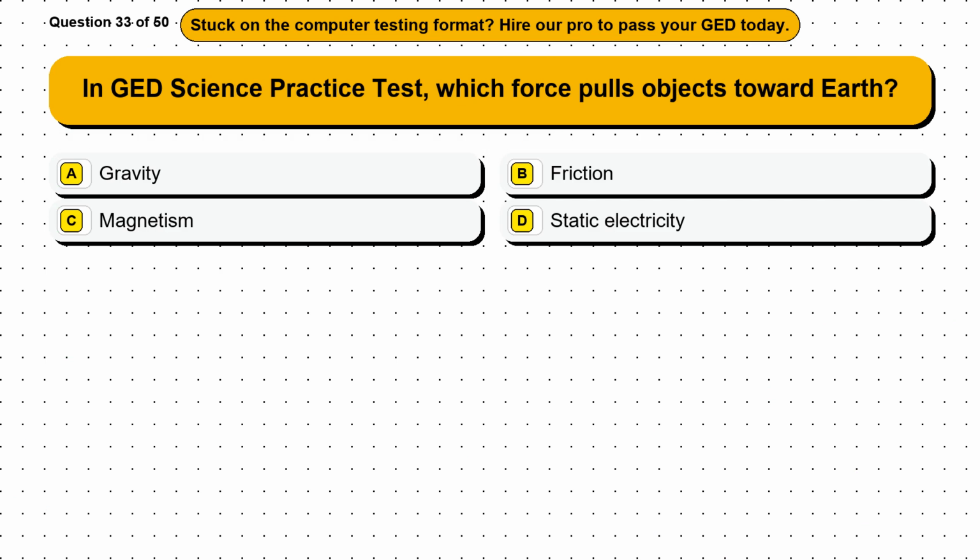Question 33. In GED Science Practice Test, which force pulls objects toward Earth? Option A gravity. Option B friction. Option C magnetism. Option D static electricity.